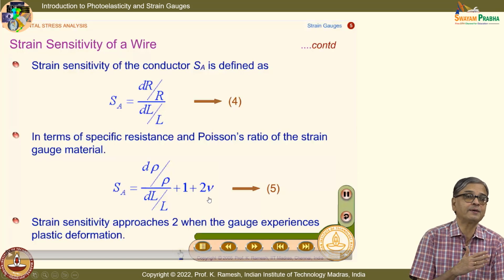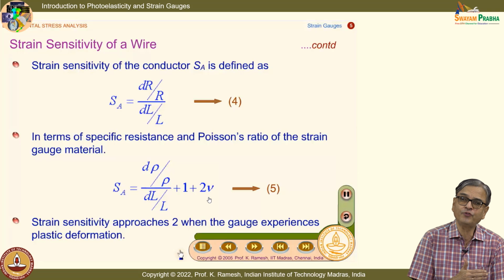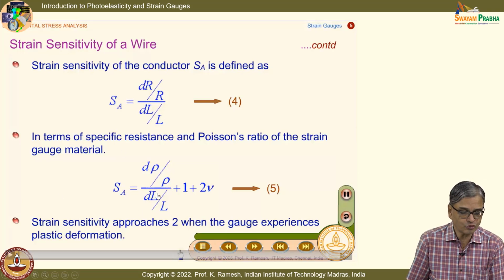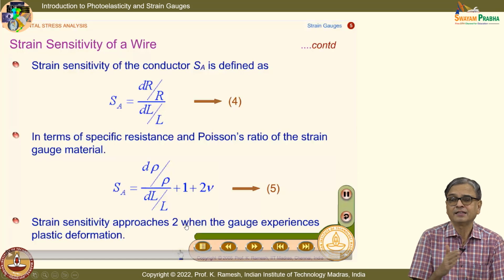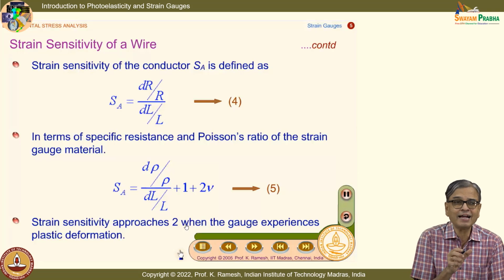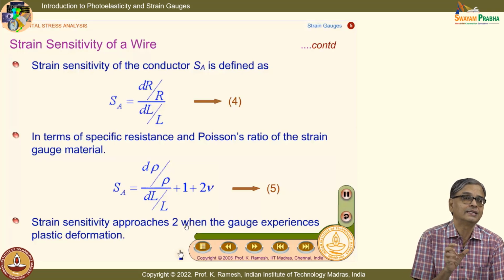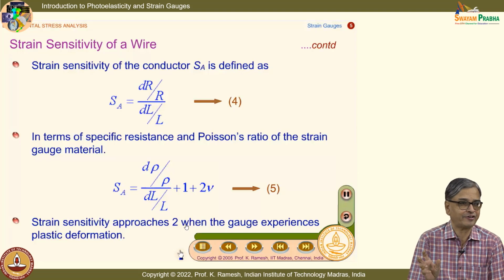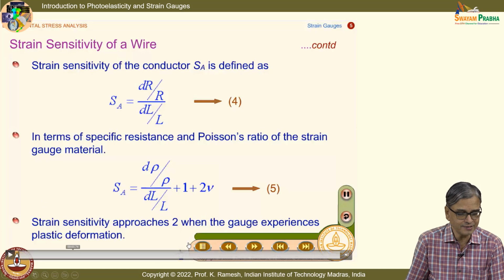So, when the material becomes plastic, then value of nu goes to 0.5 and the first term goes to 0. So, this goes very close to 2. So, if I have the calibration constant, when I have to find out from the resistance change how to get the strain values, if I have that closer to 2, then I can comfortably go from elastic range to plastic range. So, that knowledge you get from this.